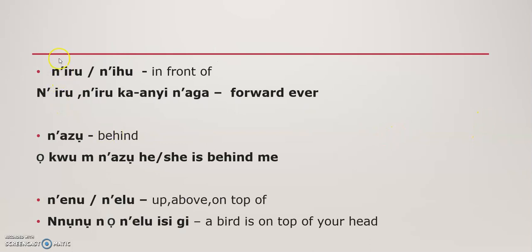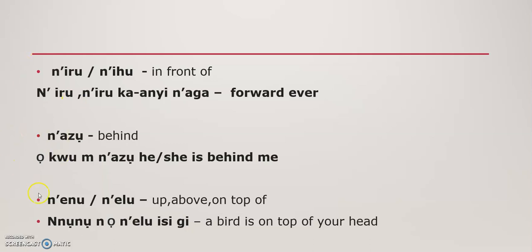The first preposition we have here is niru maọbụ nihu, depending on accent. Niru maọbụ nihu, which is in front of. And here, as usual, I have short sentences. Most times they are everyday sentences that we need to know and we can relate to. So we say niru niru ka anyị na-aga, which simply means forward ever.